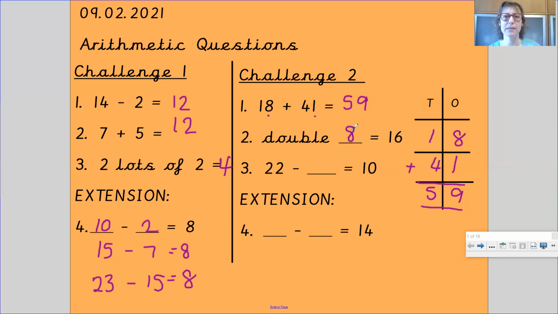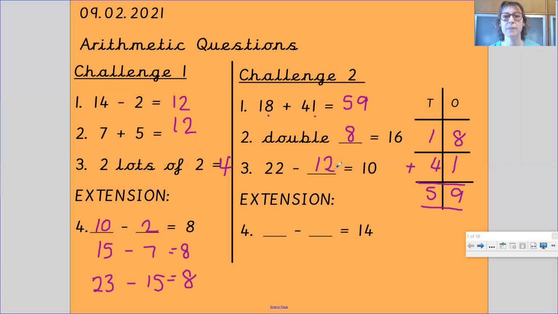22, take away something, is going to leave me with 10. So like we did for challenge 1, what I'm going to do is I'm going to start with 22 and I'm going to take away the 10 to get the answer. And I don't need to work this one out because I can count backwards and forwards, adding on 10, taking away 10 each time. So I know that 22 take away 10 is 12. So if I count backwards, 32, 22, 12, 2. I know that from my 100 square. So I think it is 12.